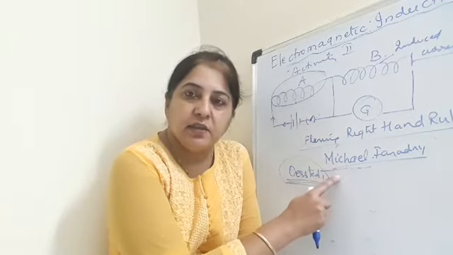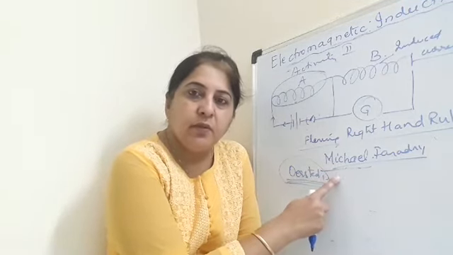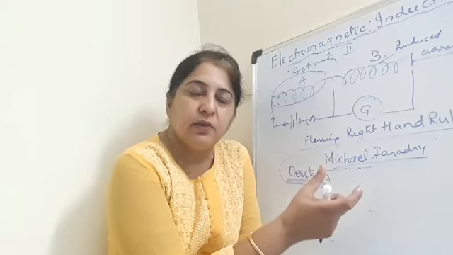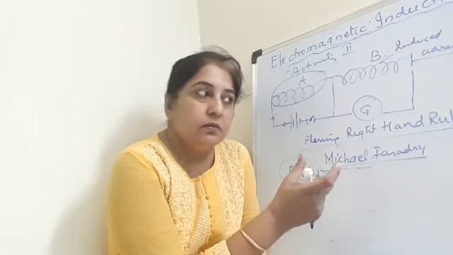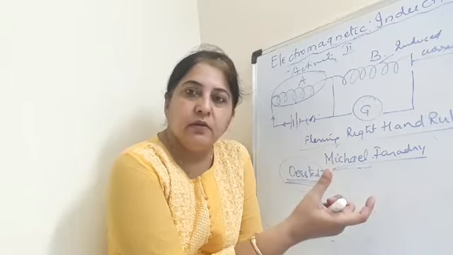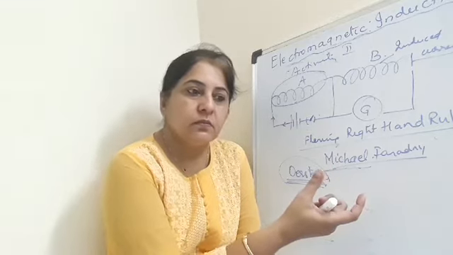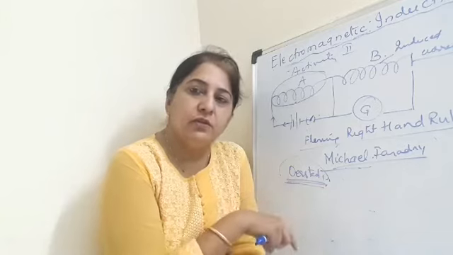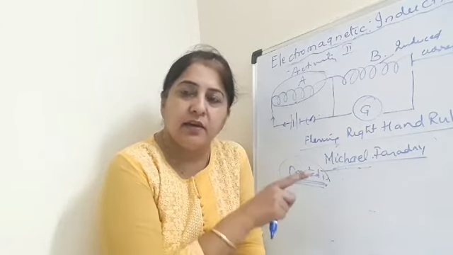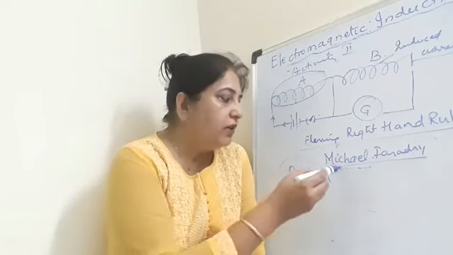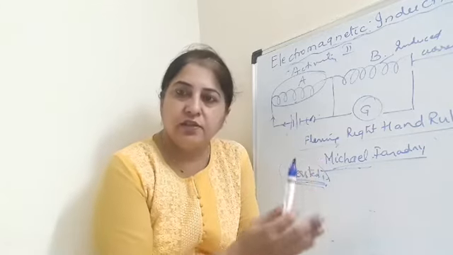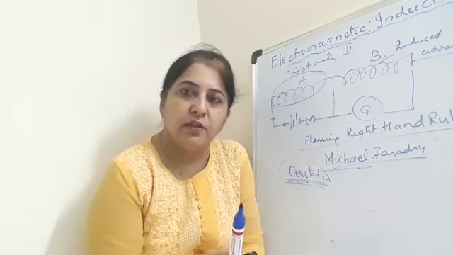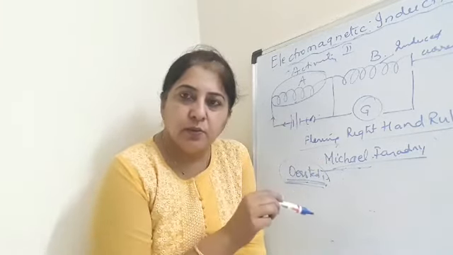By Michael Faraday's experiment, we come to know that when a magnetic field is subjected to a coil or a conductor, then current flows in the coil, and that current is called the induced current. So these two phenomena are the reverse of each other, and you will complete this work today.